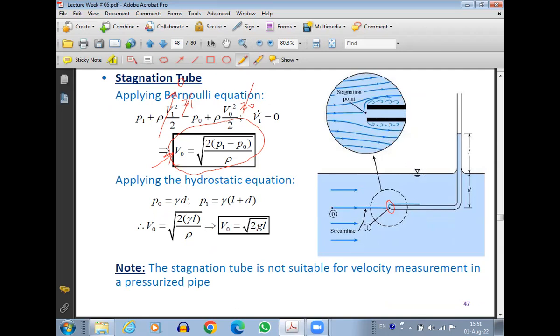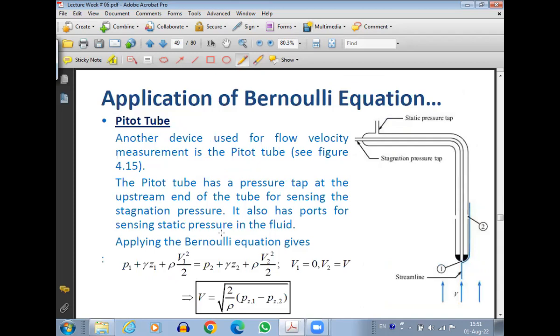So you can just substitute the values. Since P0 will be gamma D, if this is the distance D, and this is the distance L, then P1 will be gamma into (L plus D). So just substituting the values, you're going to get V0 equals the square root of 2gL. That will be the formula. Now, there is a difference.